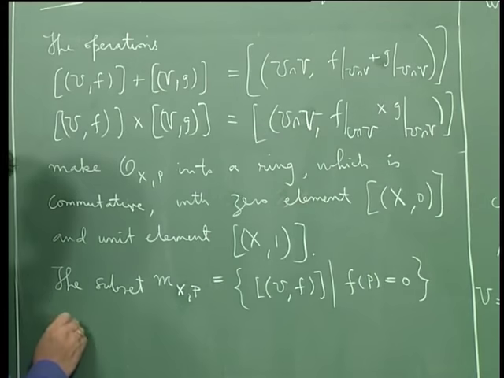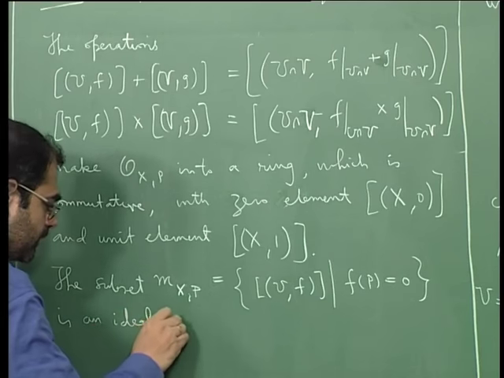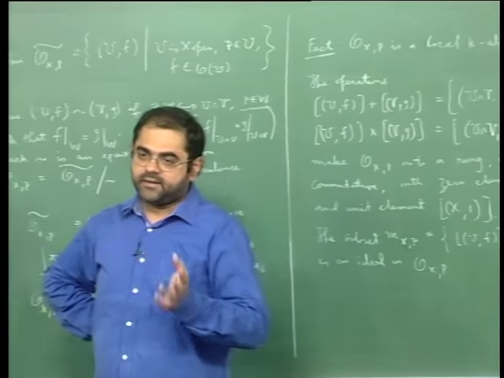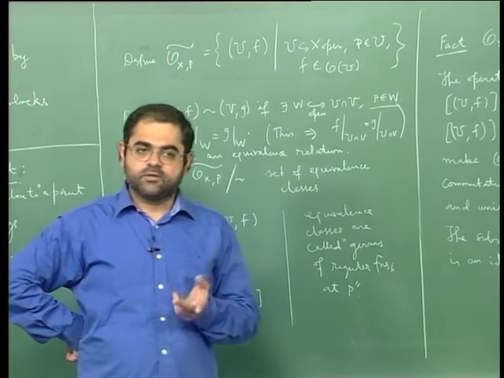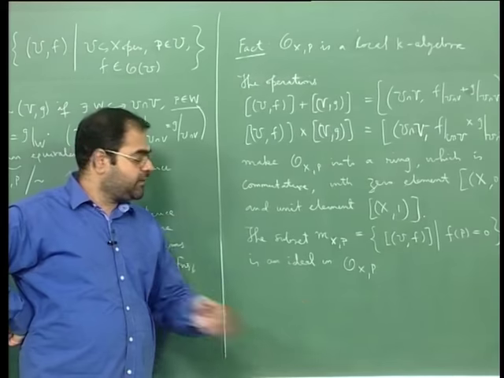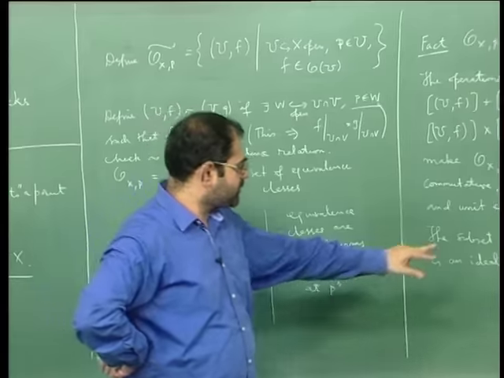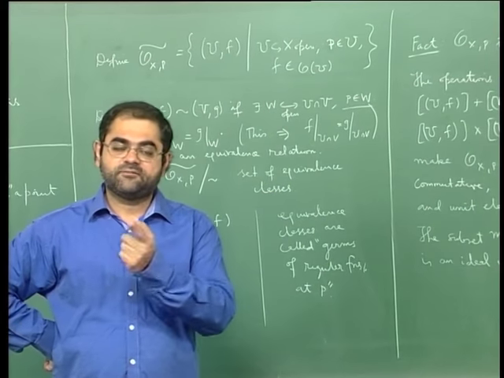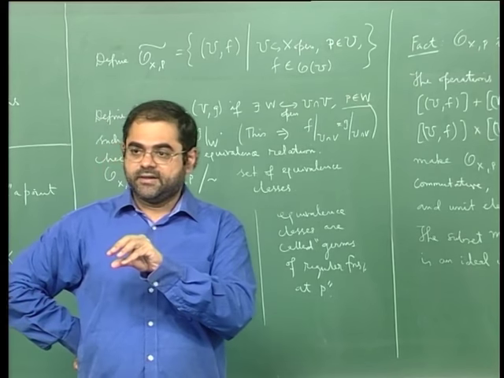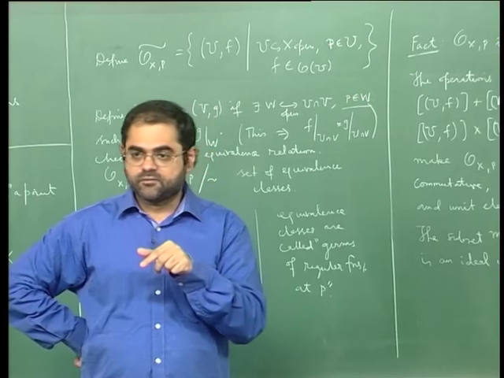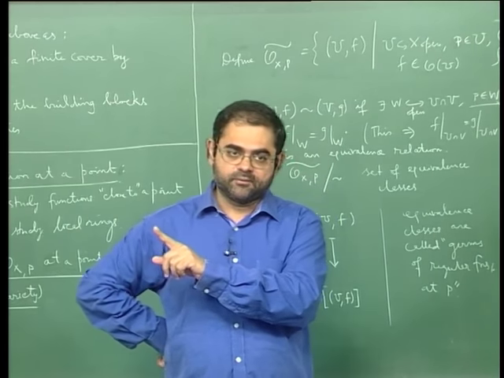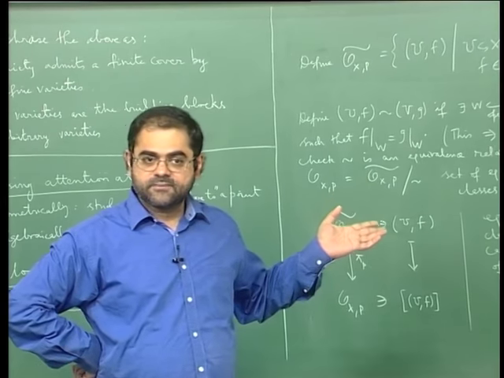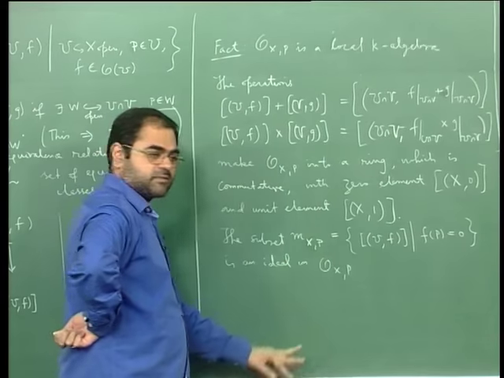Then this is an ideal in O_{X,P}. That's very clear, because if a function vanishes at a point, then a function multiplied by any other function will also vanish at that point, and the sum of two functions vanishing at a point will also vanish at that point. So it's an ideal. And every element which is outside that, you take a germ which corresponds to a function that does not vanish at the point, it will have an inverse, because the moment f does not vanish at p, then by continuity f will not vanish in a neighbourhood of p. On that neighbourhood 1/f will be a regular function, and f times 1/f will be 1 on that neighbourhood. Therefore every element outside this ideal is going to be a unit, and that will tell you that this has to be the unique maximal ideal, and that ring will be local with this unique maximal ideal. So let me write that.